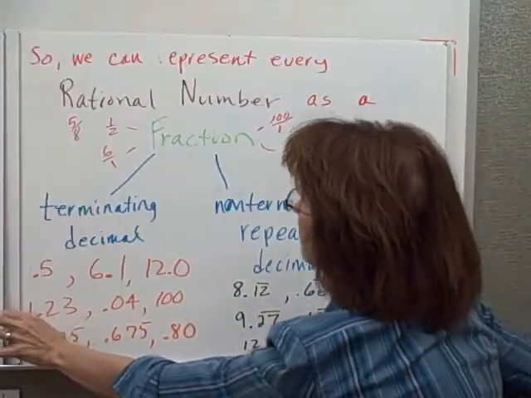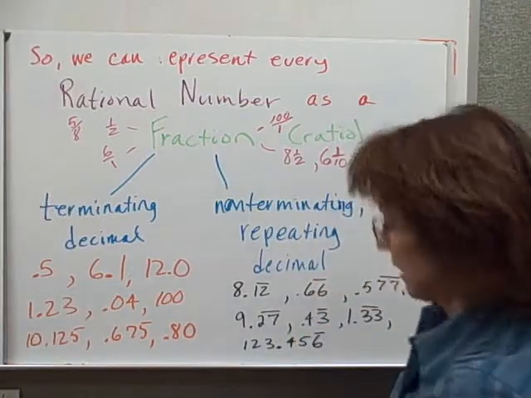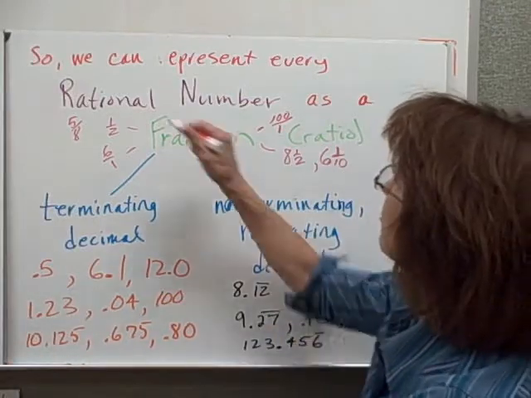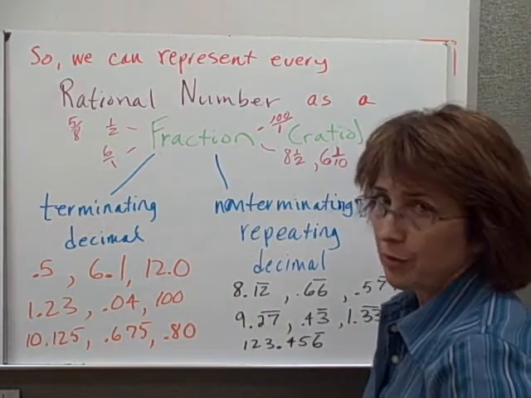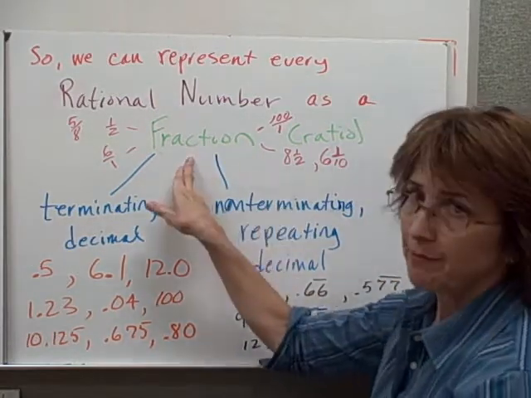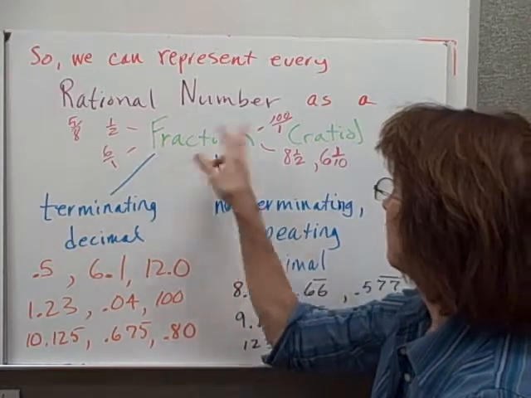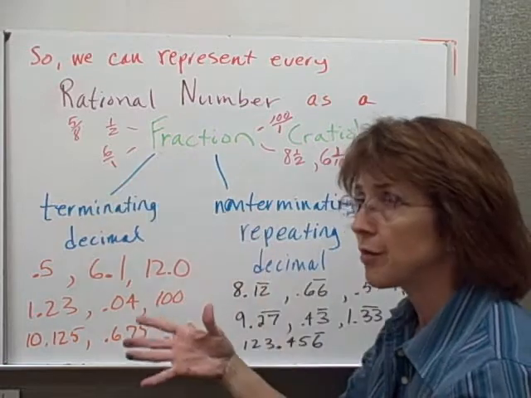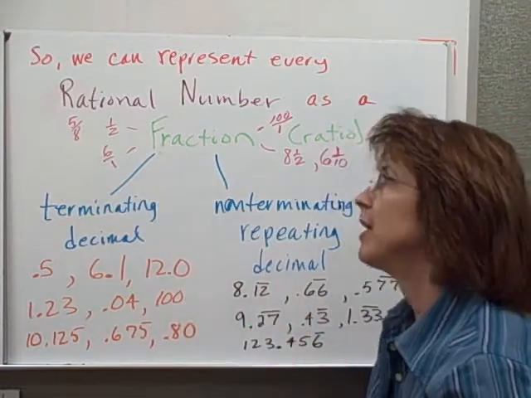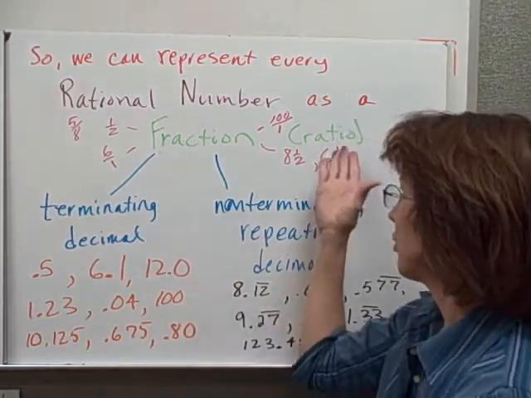Okay, so we can represent every rational number as a fraction. I'll just put a bunch of fractions, like even the number 6 can be represented as 6 over 1. So every number that you know of so far in your life can be represented as a fraction, a ratio.